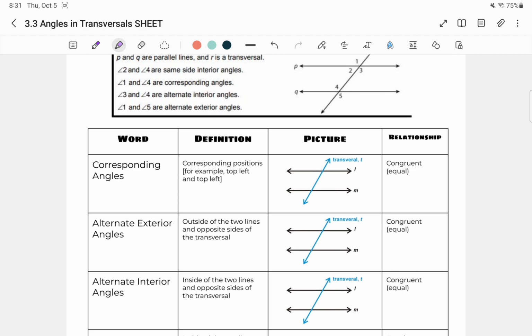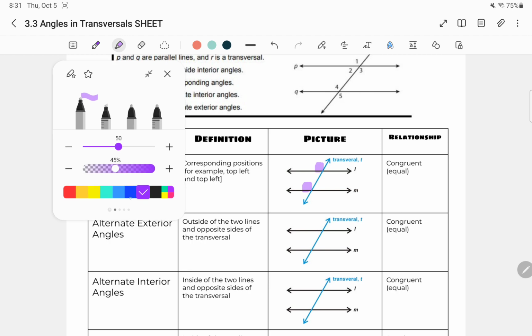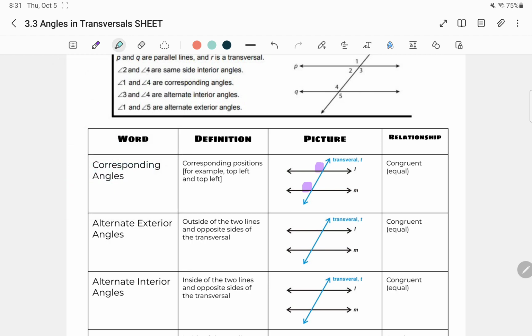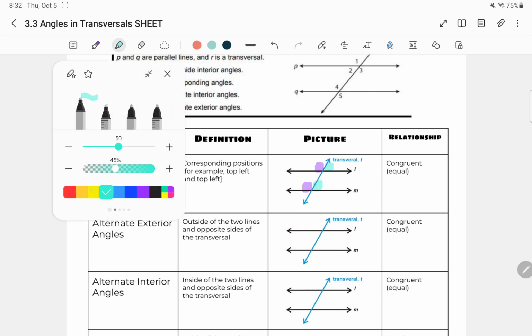So corresponding angles, those are my 2 angles that are in corresponding positions, meaning if this angle is at the top left of this top intersection, it's in the top left of this bottom intersection. So that's one pair of corresponding angles. So grab your other highlighter, and then the top right of this intersection, think of it almost like a street intersection, right? Top right of this intersection corresponds to top right of this bottom intersection. So those are corresponding angles.